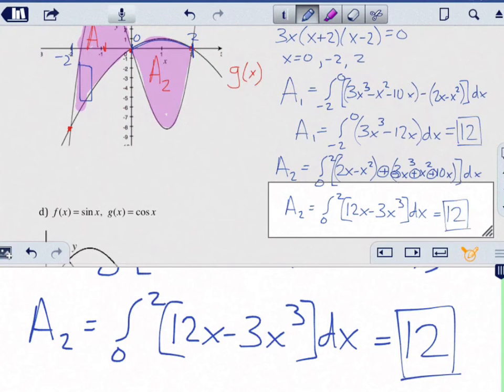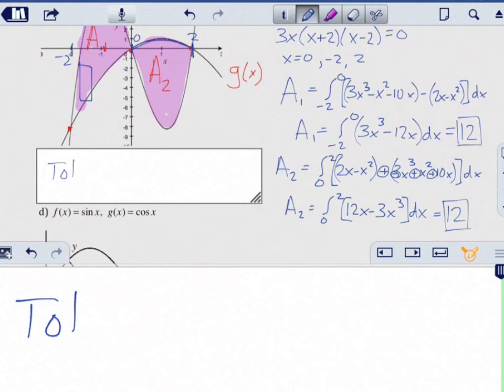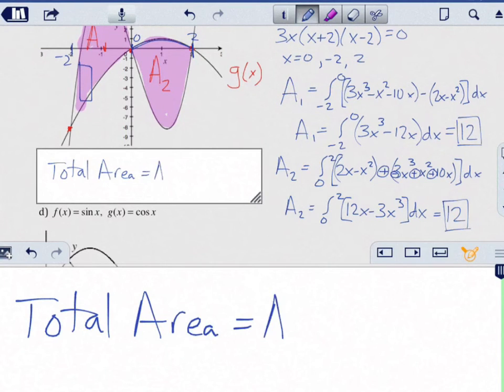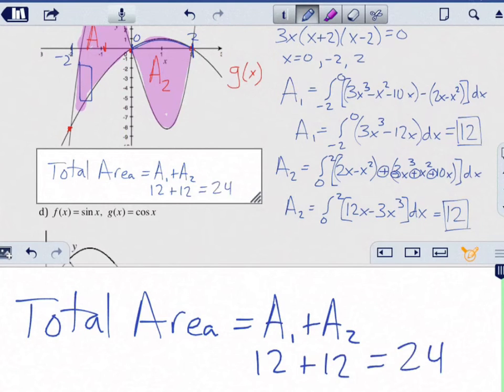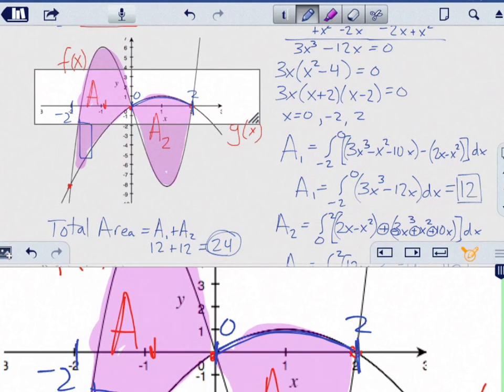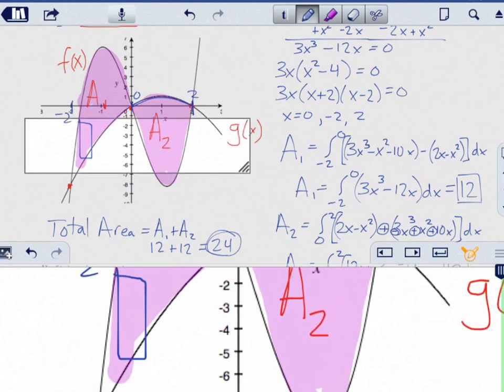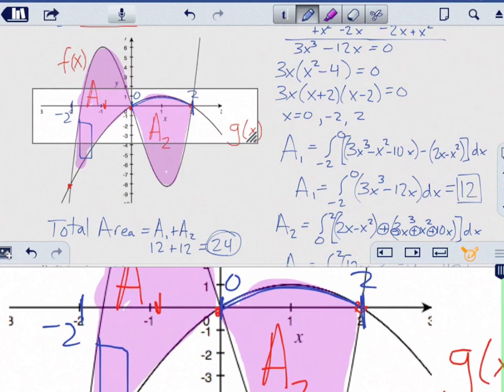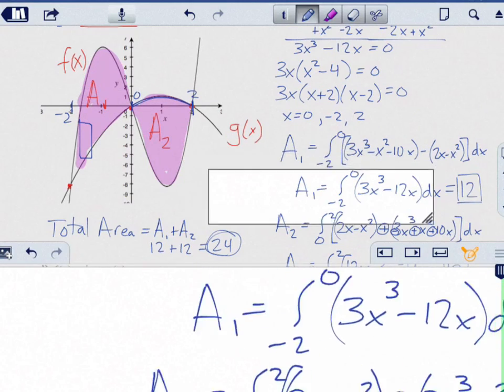So all in all, to get our total area, it's A sub 1 plus A sub 2, which is just 12 plus 12, or 24. Okay, so just be aware that when you're finding the area between two curves, you do have to take into account all of the different intersection points, and you may have to find two different areas separately.